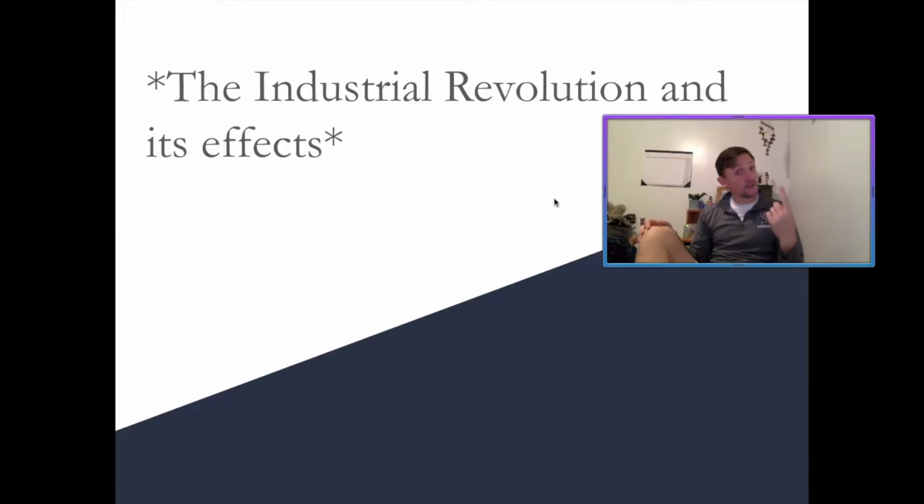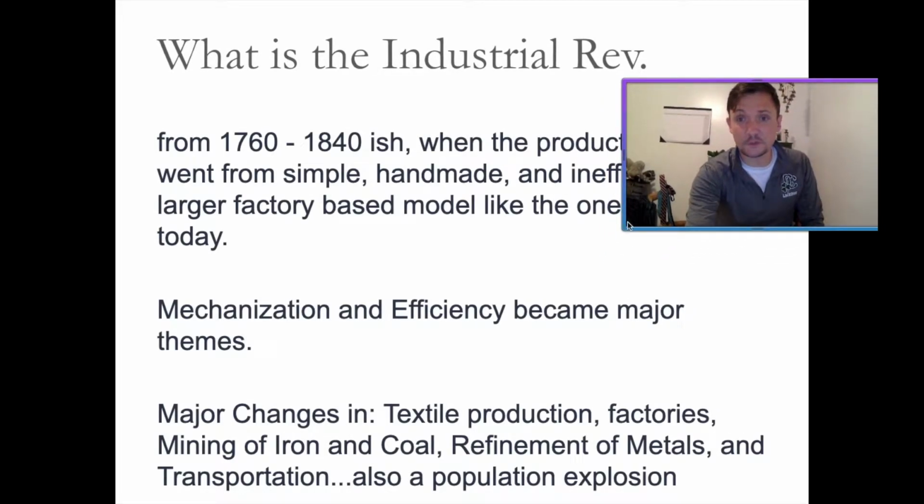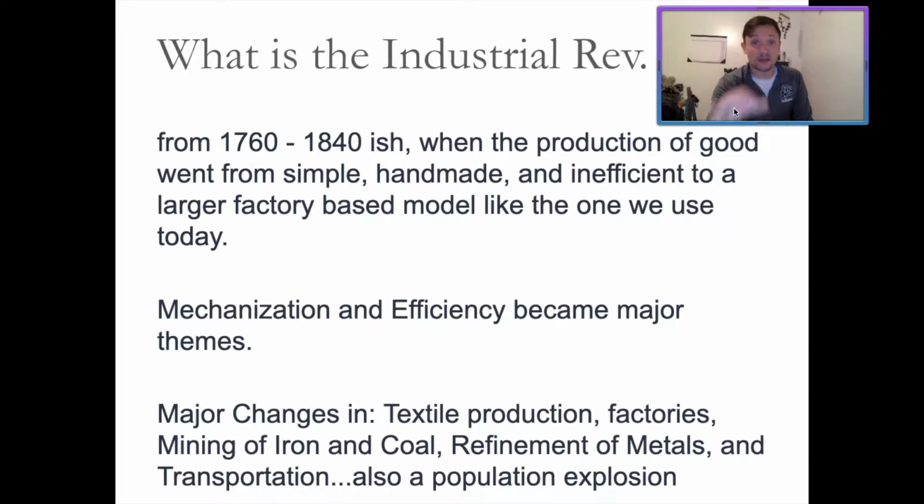But let's go ahead and get into the first one, the Industrial Revolution. So the Industrial Revolution, something that some of y'all have probably heard about a little bit before up until this point, is a major movement that occurred from about 1760 to around 1840-ish, right? We don't really have hard and fast numbers on when the Industrial Revolution exactly started and ended, but we do know that the main part of it began in the mid-1700s because goods were going from being produced in a simple, handmade way, which was wildly inefficient by modern standards, to a larger factory-based model like the one we use today, right?